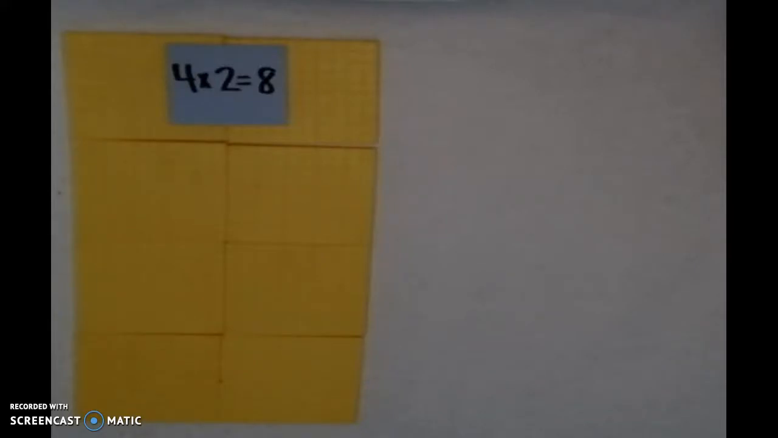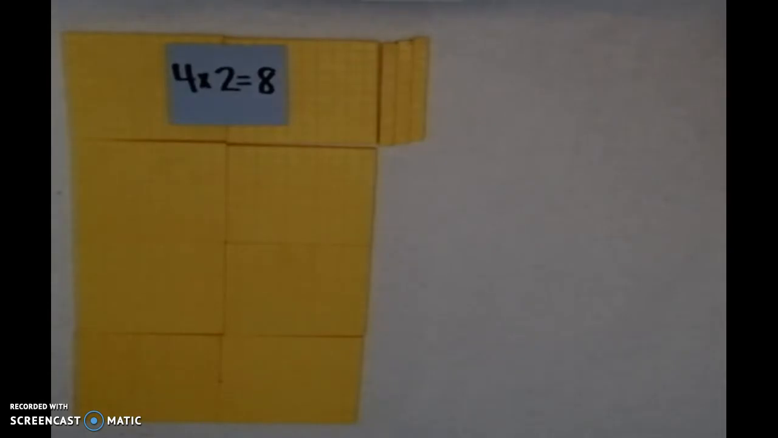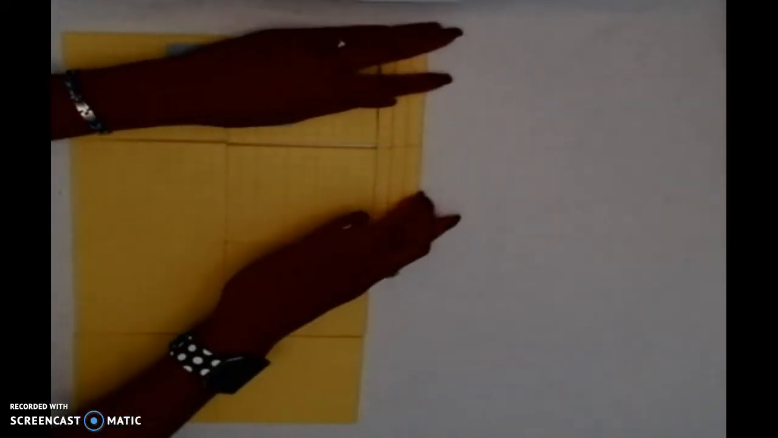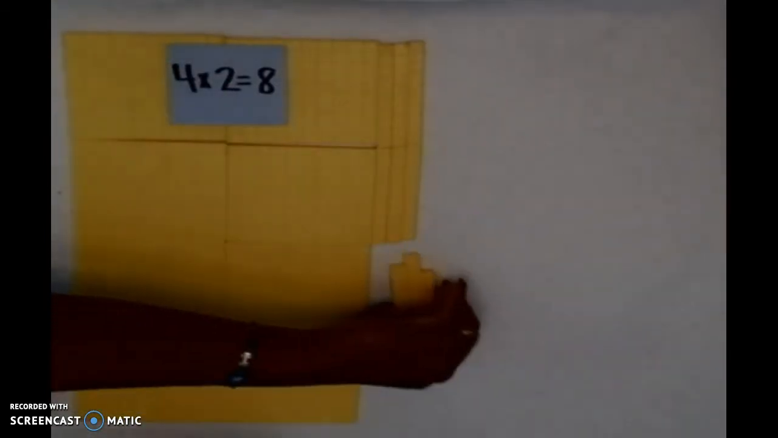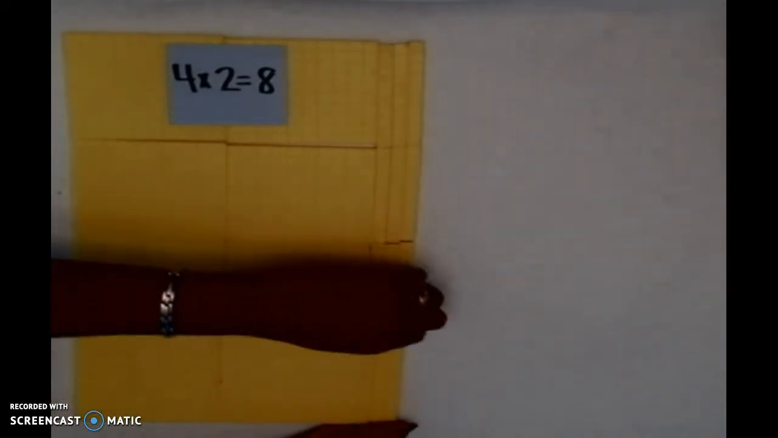I need to model 4 groups of 3/10. I can use my rods or tenths to represent 4 groups of 3/10. So here is 1 group of 3/10, 2 groups of 3/10, 3 groups of 3/10, and 4 groups of 3/10.